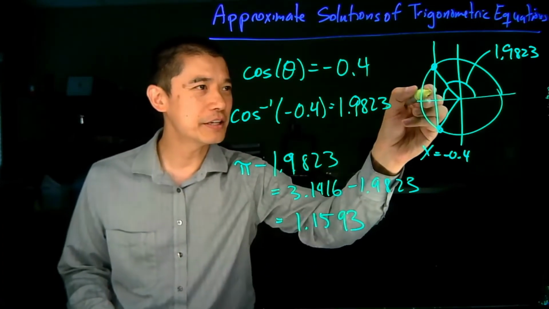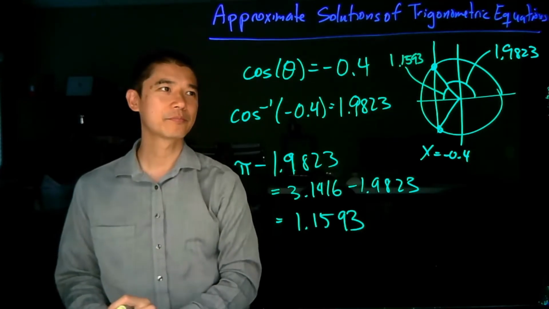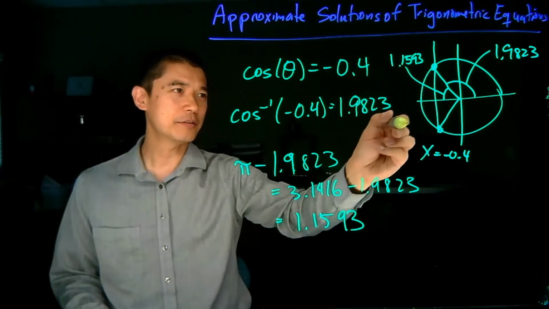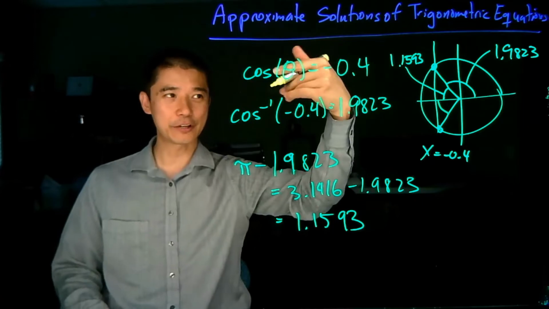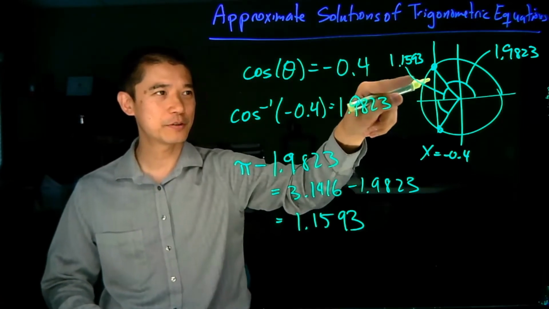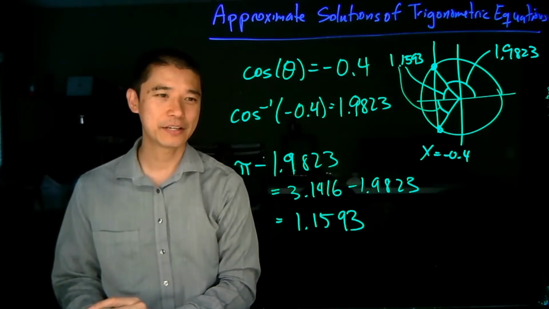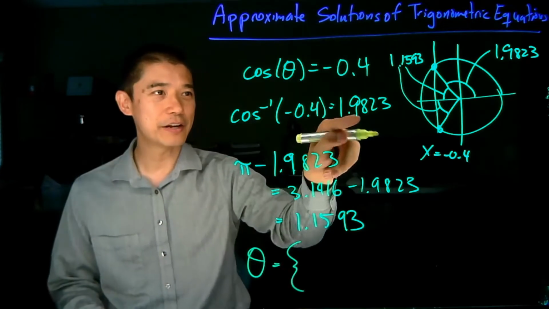This value is the reference angle, 1.1593. We want this angle in the third quadrant. What's that going to be? Well, it's going to be pi plus the reference angle, right? Because the reference angle, if you reflect downward, will get you this one. So this 1.1593 is the same as this. That's also 1.1593.